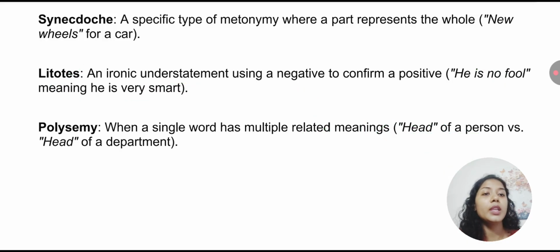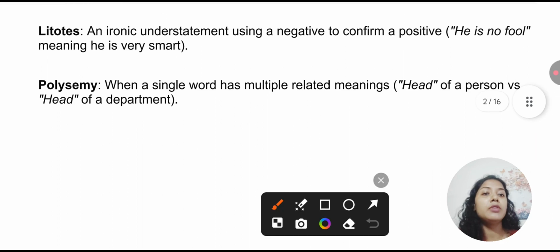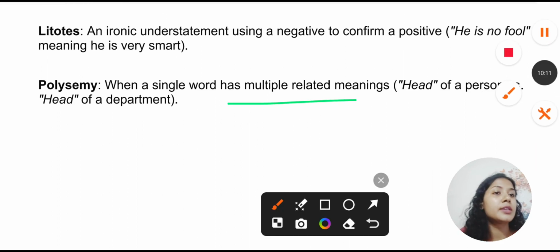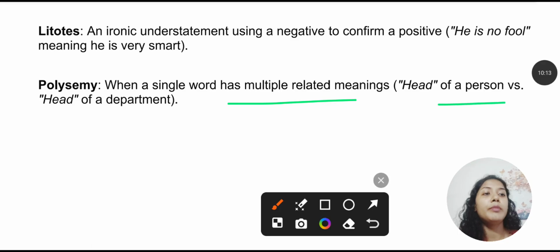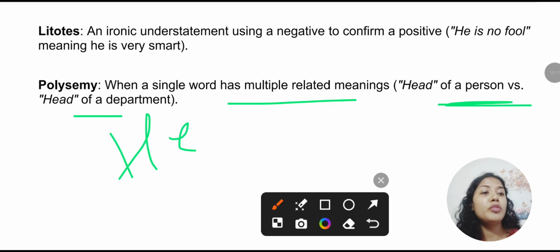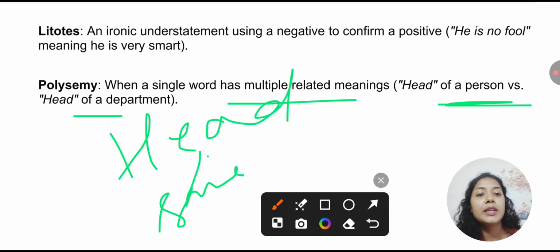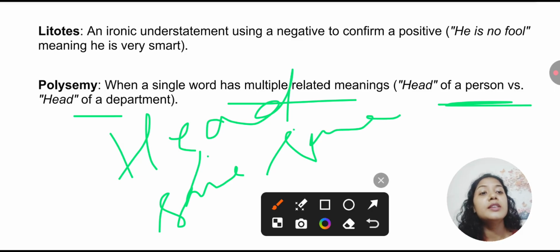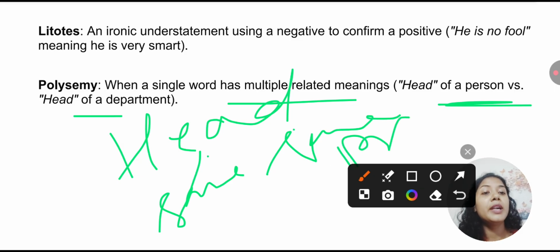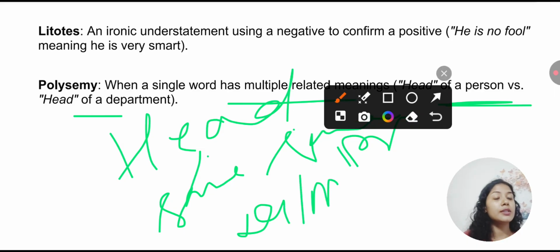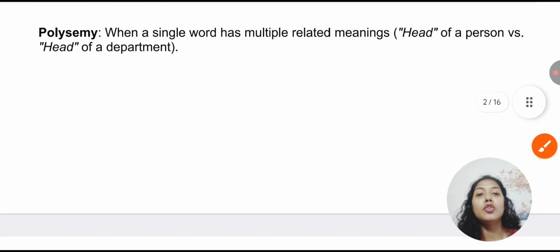Okay. Polysemy is when a single word has multiple related meanings, like the head of a person versus the head of a department. So head is a homonym here, like it has the same spelling and the same pronunciation but a different meaning. Okay. So this is the homonym.